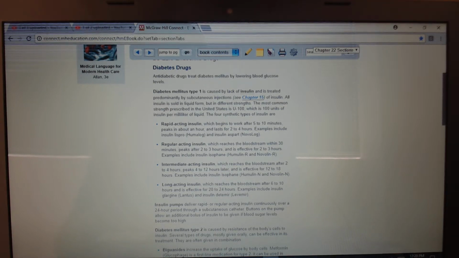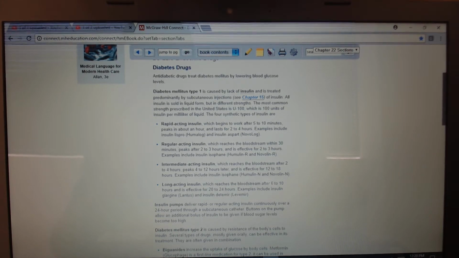Intermediate-acting insulin reaches the bloodstream after 2 to 4 hours, peaks 4 to 12 hours later, and is effective for 12 to 18 hours. Examples include isophane, which is Humulin N and Novolin N. Then long-acting insulin reaches the bloodstream after 6 to 10 hours and is effective for 20 to 24 hours. Examples include insulin glargine, which is Lantus, and insulin detemir, which is Levemir. Insulin pumps deliver rapid or regular-acting insulin continuously over a 24-hour period through a subcutaneous catheter. Buttons on the pump allow an additional bolus of insulin to be given if blood sugar levels become too high.